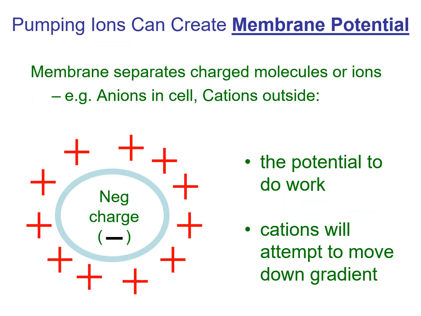Because ions have a charge, when we move them and concentrate them on one side of a membrane, we also set up a voltage across the membrane. We set up what's called a membrane potential. So in the example here, we've got a cell that has a negative charge inside compared to the more positive charge surrounding the cell. And those charges are going to try to move down this electrochemical gradient. And now we've got a situation where we've basically set up the cell as a battery. We've got something that could potentially do work.